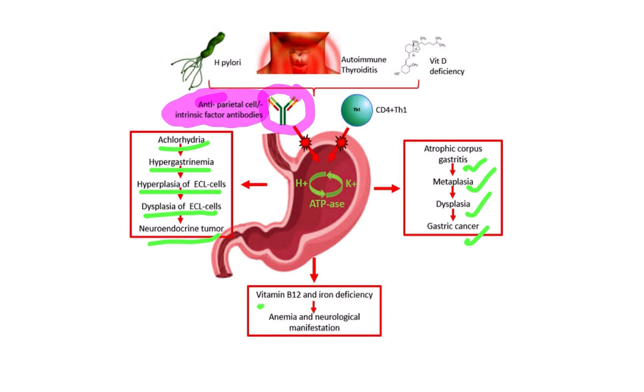Also there is deficiency of vitamin B12 and iron. Also there is anemia and neurological manifestation. So when there is anti-parietal cell antibody and intrinsic factor antibody, this condition is known as atrophic gastritis, and it causes different types of peptic ulcer disease and also carcinoma, and also develops vitamin B12 deficiency and iron deficiency.